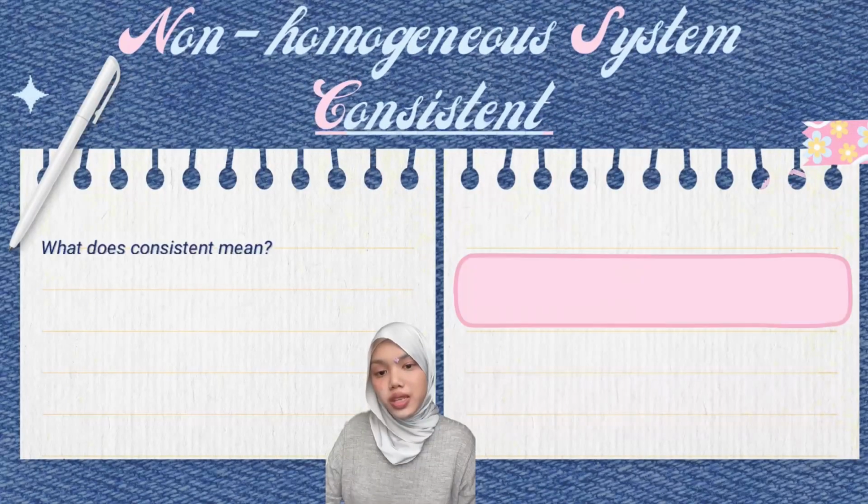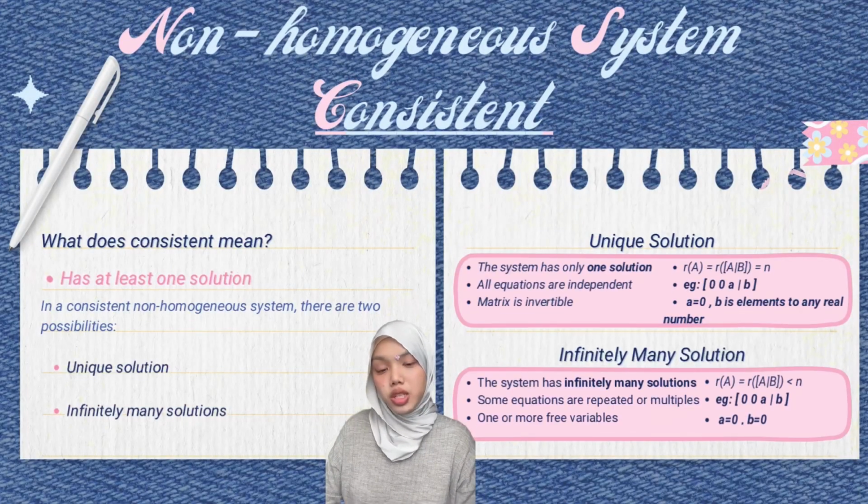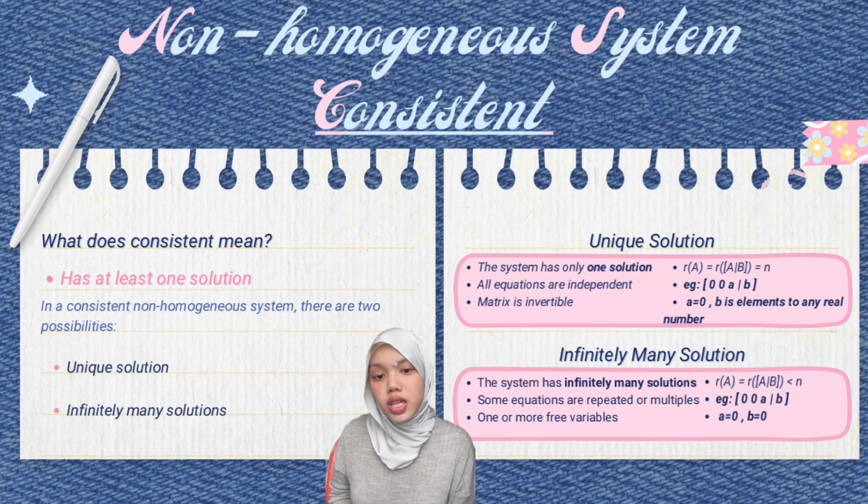In this slide, I will be explaining the concept of a non-homogeneous consistent system in linear algebra. What does consistent mean? A system is consistent when it has at least one solution. For a non-homogeneous system that is consistent, there are two possibilities. One is a unique solution and two is infinitely many solutions. For a unique solution, a system has a unique solution if the system has only one solution. All the equations are independent.